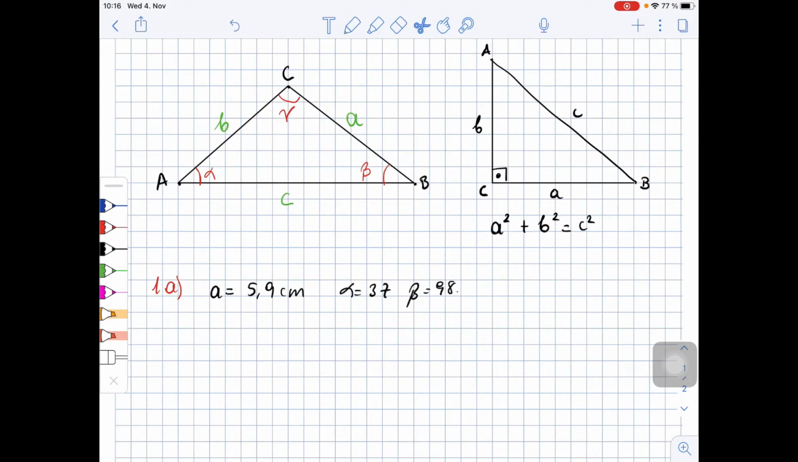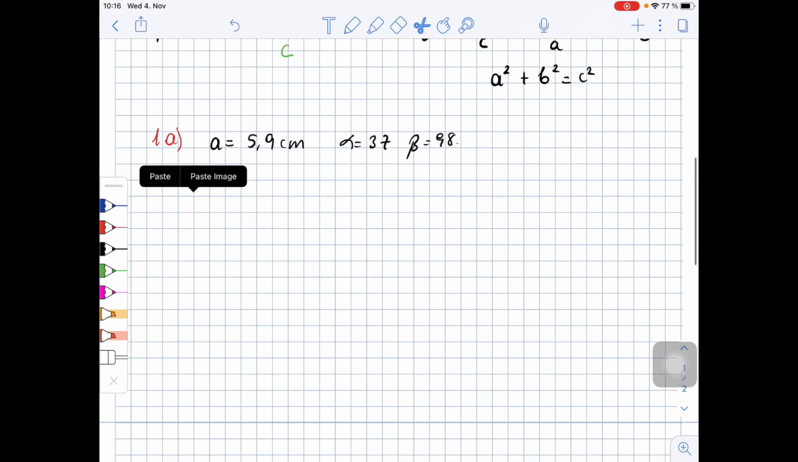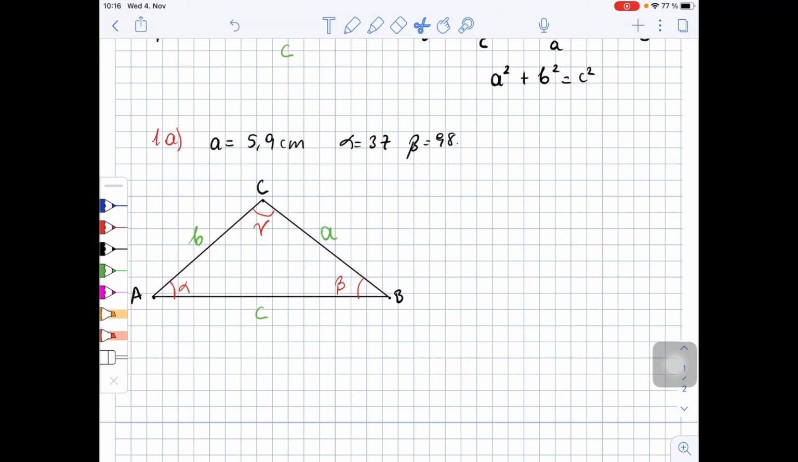First of all, as always, I need to use this triangle. Let's copy it right over here. Let's see. What do I know? Let's write it down with another blue. I know a, which is equal to 5.9 centimeters. What else do I know? Alpha is 37 degrees, right? I forgot the degree sign over here. And then beta is 98 degrees. I always forget the degree sign.